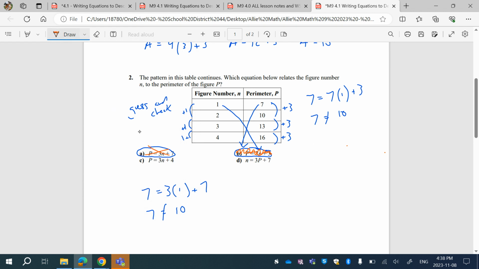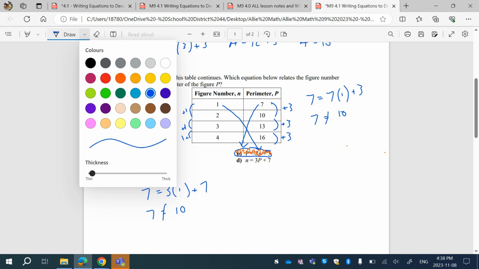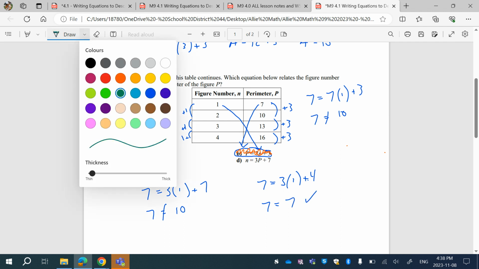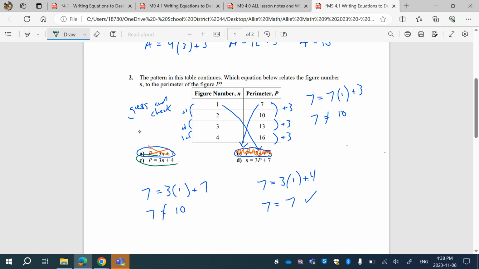Let's try C and see if that works. I'll try it right here. Let's try for the value of p. 7, does that equal 3 times 1 plus 4? Oh, indeed it does. 7 does equal 3 plus 4. So that one is our correct formula.